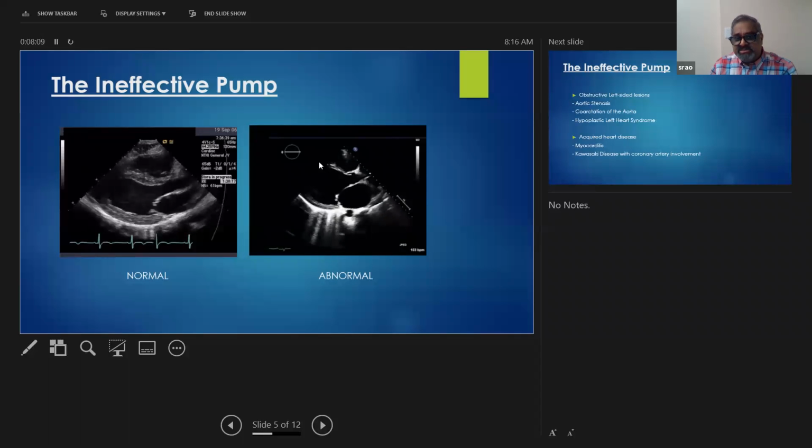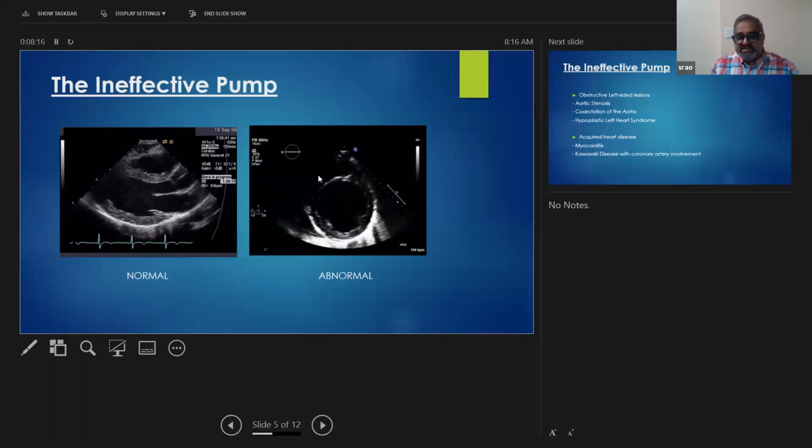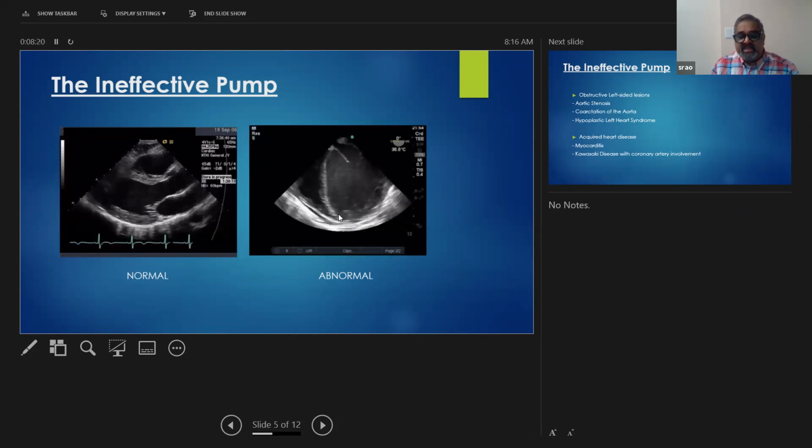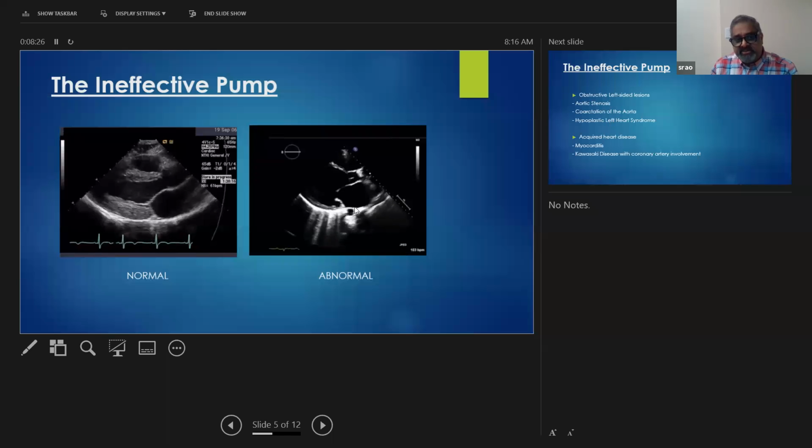So the heart's not squeezing. You don't see the thickness of the heart muscle. You don't see it coming together in systole. And this is the barrel view of the left ventricle. This is another view of the left ventricle being dilated here. So the difference is that this is an ineffective pump on the right, and this is a normal pump.